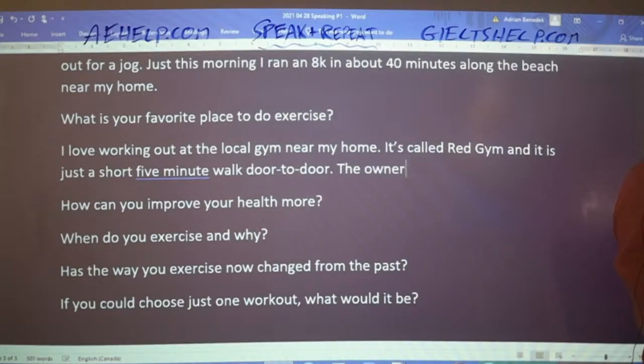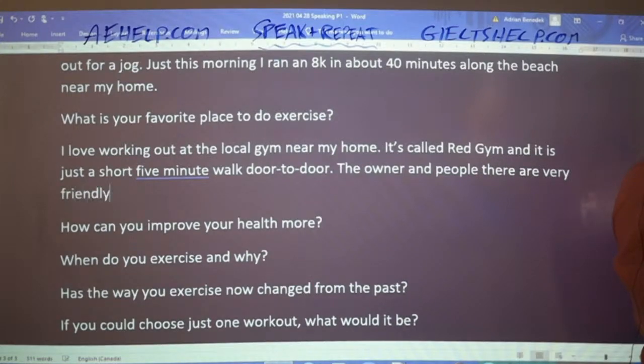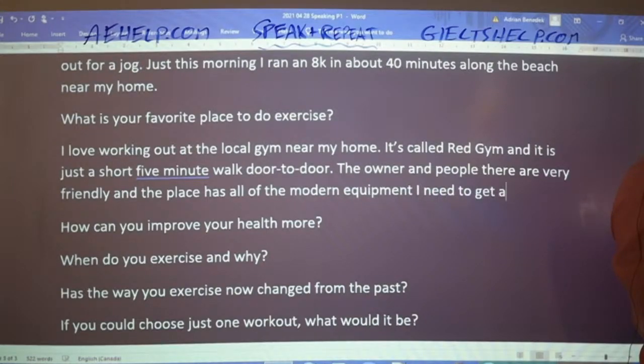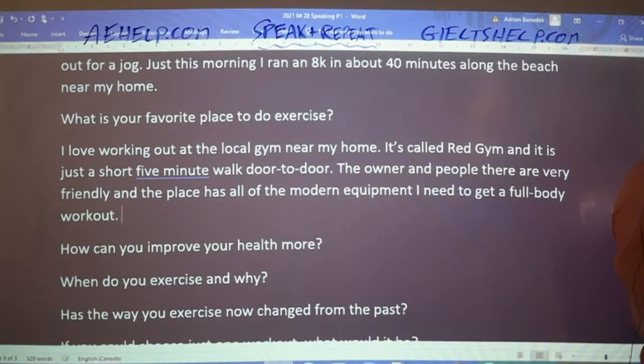The owner and people there are very friendly, and the place has all of the modern equipment I need to get a full body workout. I was just there yesterday doing an upper body regiment.